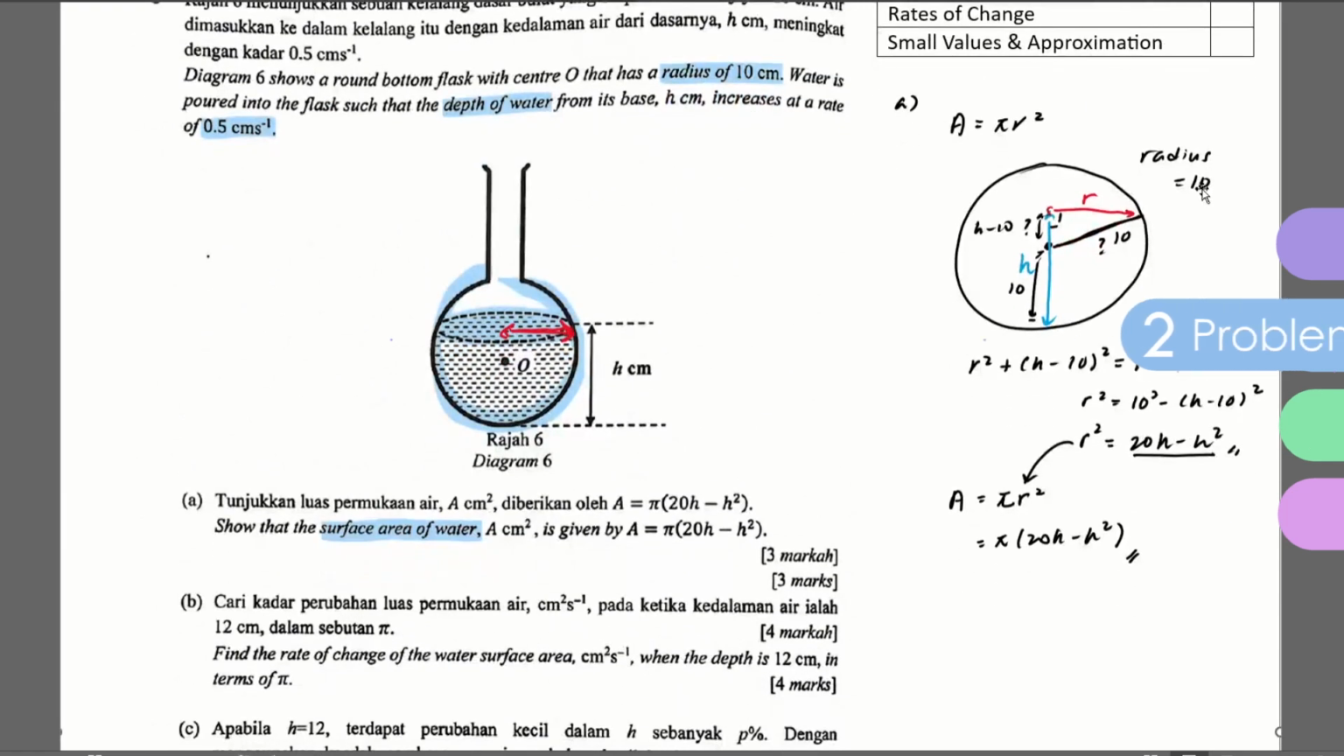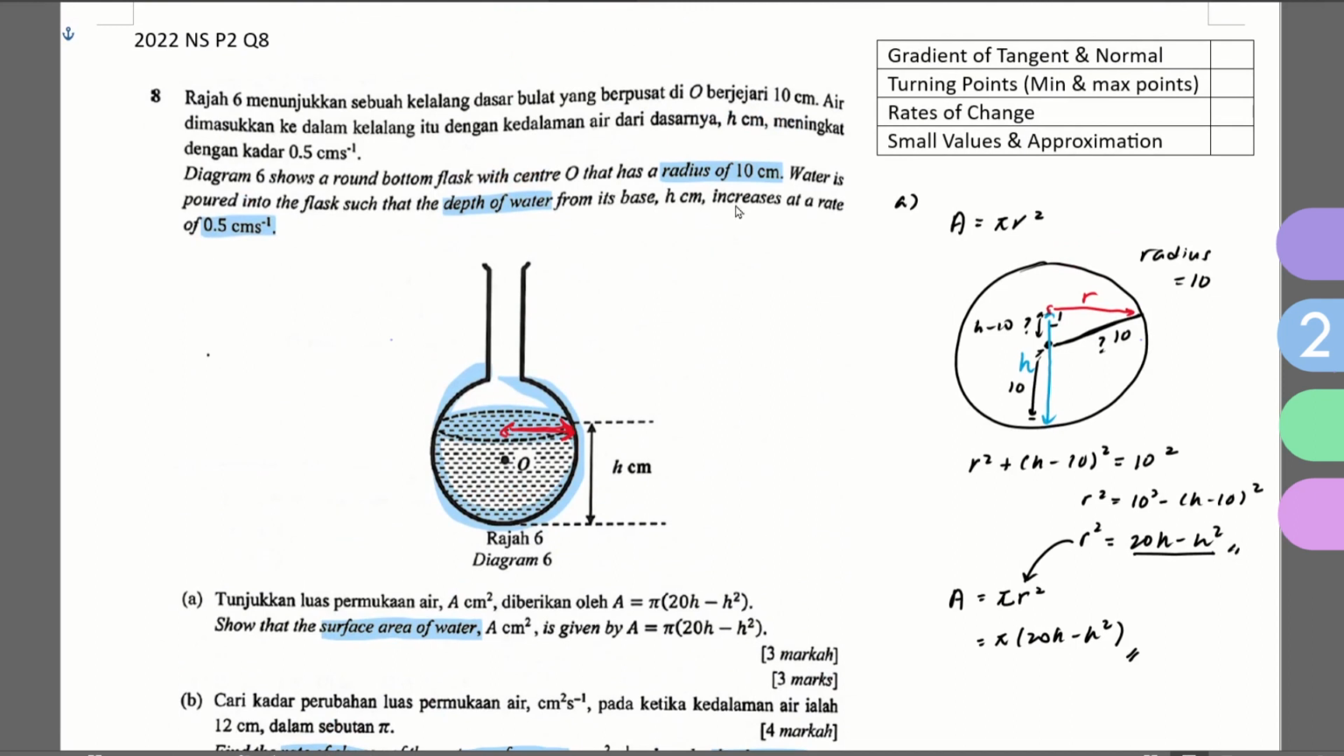Let's move on to part B. We need to find the rate of change of the water surface area when the depth, or the h, is 12 cm, and we need to make sure our answer has the pi. So the rate of change of the water surface area, we can express this as dA over dt, which involves the third application in differentiation.